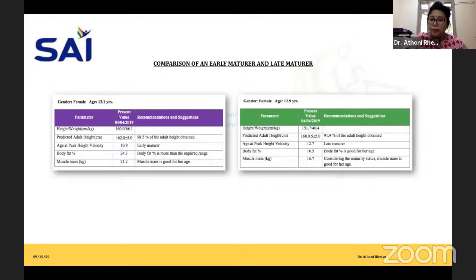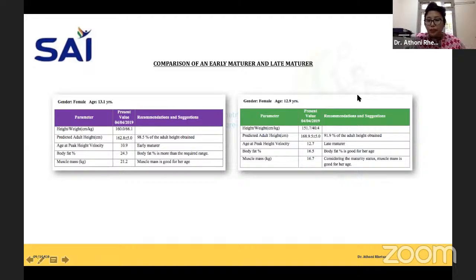After peak height velocity, with a gap of 3 to 6 months, your peak weight velocity sets in. So for this kid, the peak weight velocity might have set in. You can also see the changes here. The body fat percentage is comparatively more. You can also see that the muscle is good for her age. She has put on a bit of muscle and fat as well.